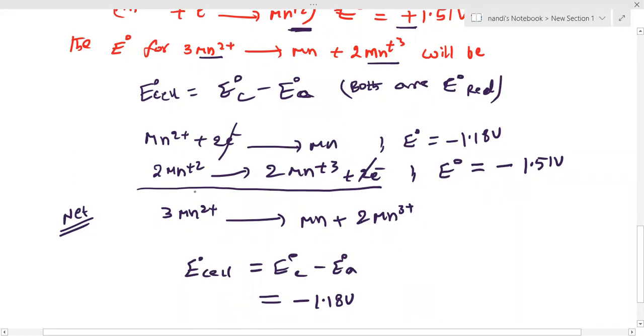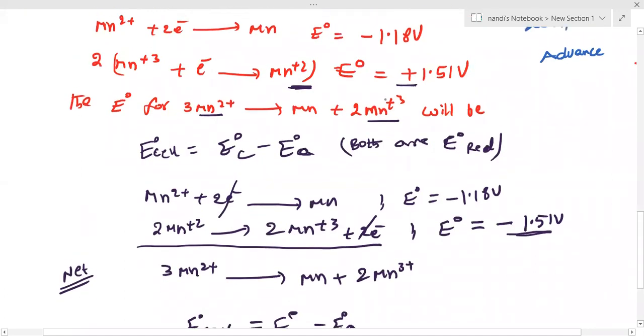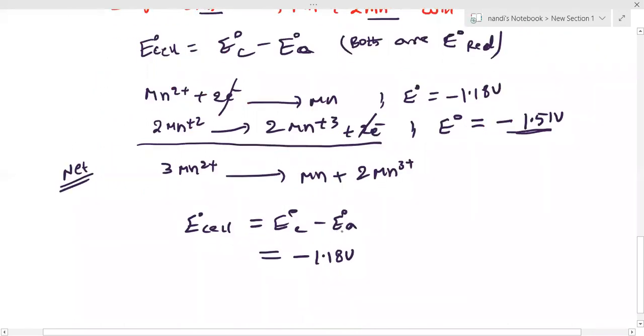This is at the anode, oxidation takes place. Is it correct? At the anode oxidation takes place. This is the oxidation value. If it is the reduction value, then this is the reduction value. Yes, sir, fine. Now you can check it. I'm asking here, reduction value means should it be positive or negative, sir? This oxidation value should be positive.